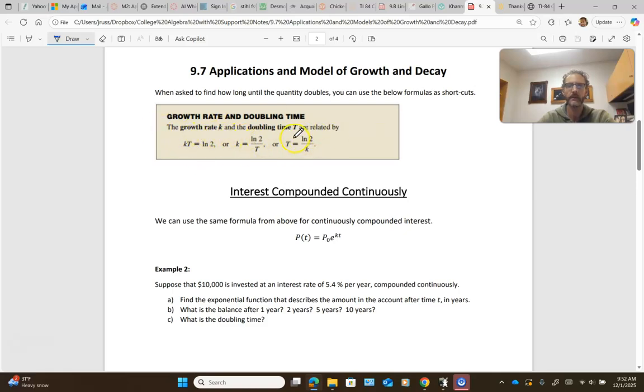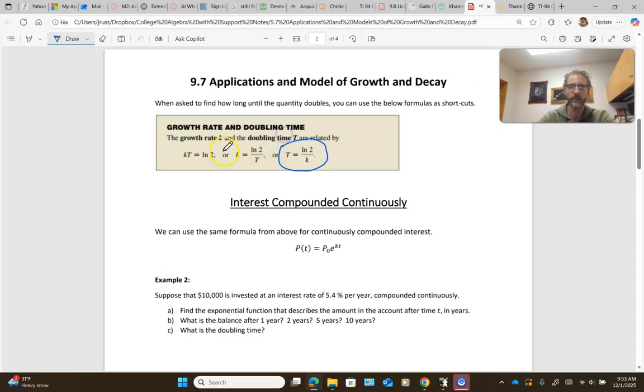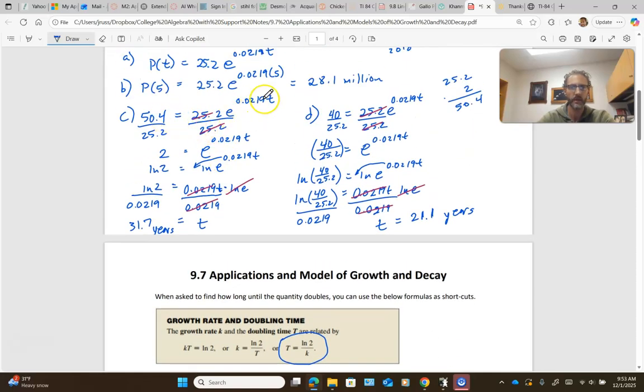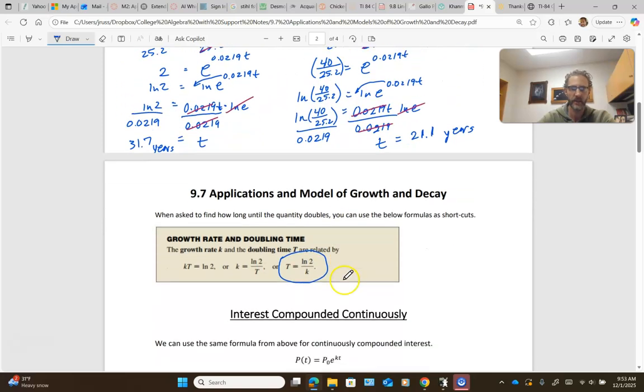Okay, so if you're trying to find the doubling time, you can use this formula right here. That's actually what you're doing when you solve an equation for t. You end up with the ln of 2, and what did we do with the ln of 2? We divided it by k, the growth rate, okay? And that's how we found t. So if you want to, you could just use this. It would save you some steps. Anytime you're trying to find the doubling time, you can use this formula right here and just plug in for k.